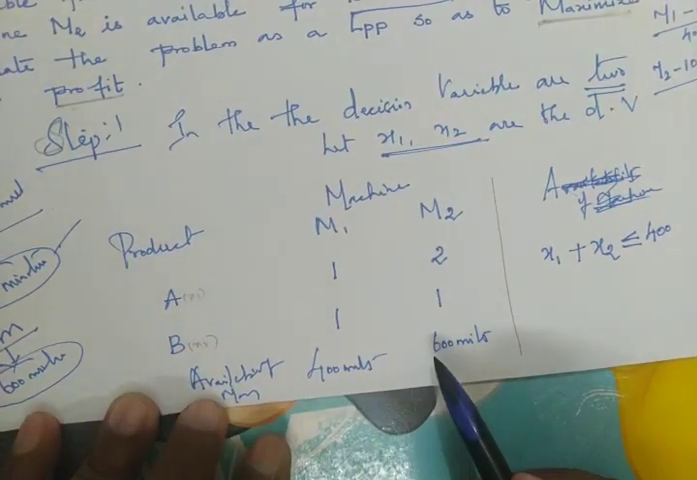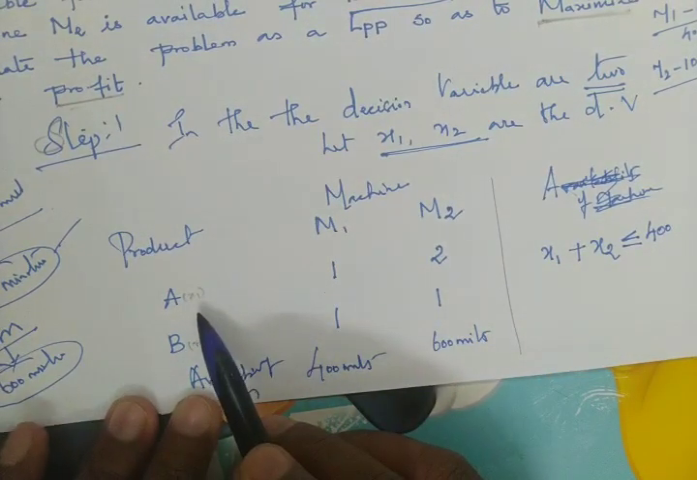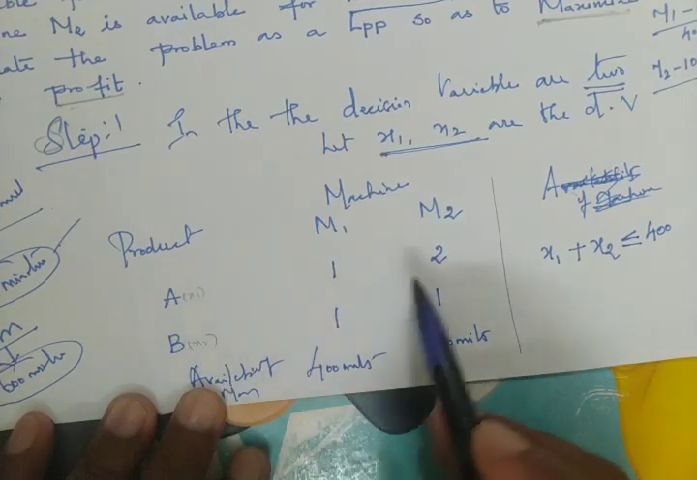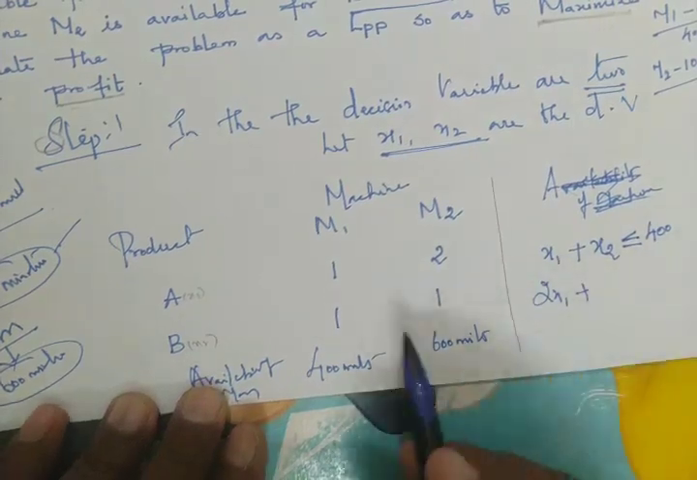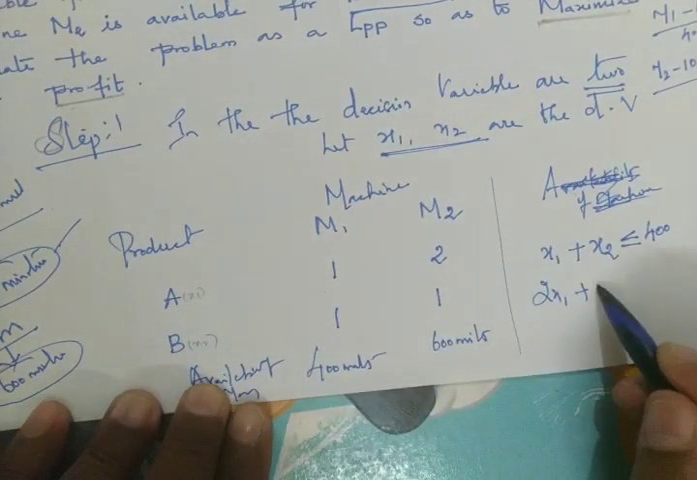Similarly, come to the second one: x1 for product A, 2 into x1 plus 1 into x2.